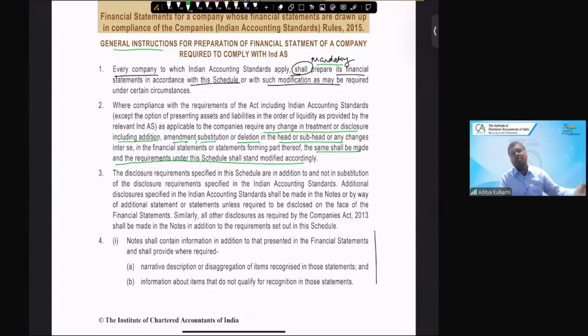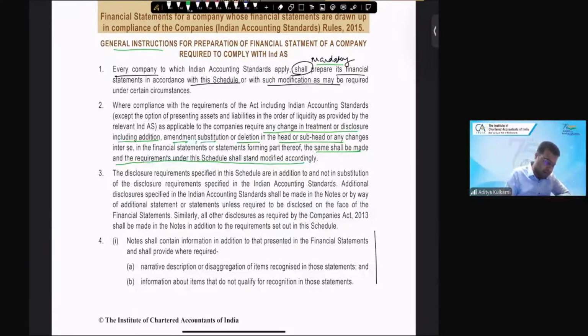You don't need Schedule 3 to come out with a separate notification for that. They have said that whatever statutory requirements or Ind AS requirements are there, you will continue to follow that. And to that extent, you consider that you have complied with Schedule 3, or that Schedule 3 has been modified accordingly. So that is the first part.